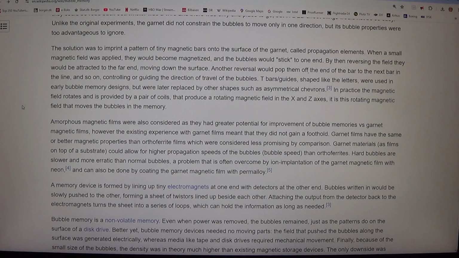The solution was to imprint a pattern of tiny magnetic bars onto the surface of the garnet, called propagation elements. When a small magnetic field was applied, they would become magnetized, and the bubbles would stick to one end. By then reversing the field, they would be attracted to the far end, moving down the surface. Another reversal would pop them off the end of the bar to the next bar in the line, and so on, controlling or guiding the direction of travel of the bubbles.